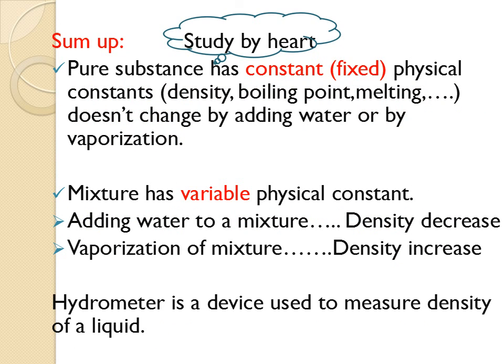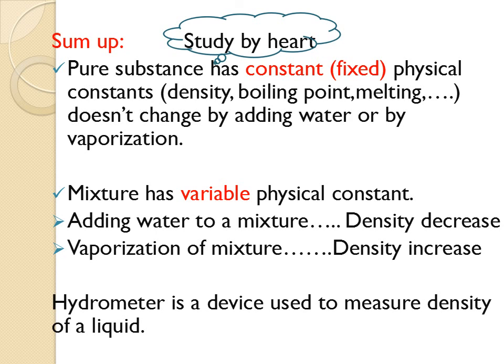So to sum up, a pure substance, which is made of one kind of material, as we took in the last video, has constant, fixed physical properties such as density, boiling point, and melting point. Does it change by adding water or by vaporization? No. If we add water or if we vaporize, the readings will be the same. There is no change.